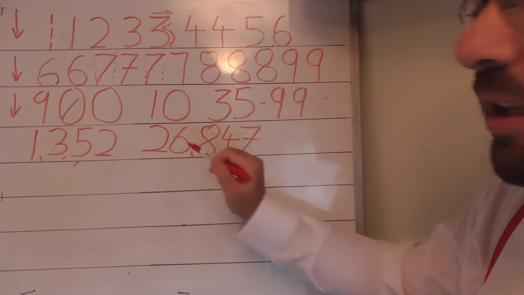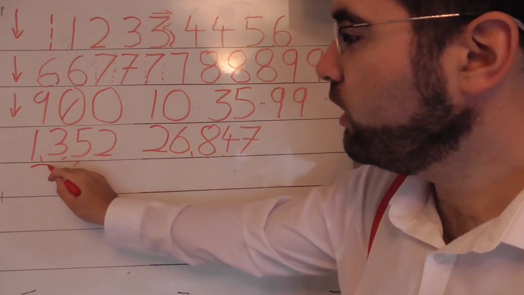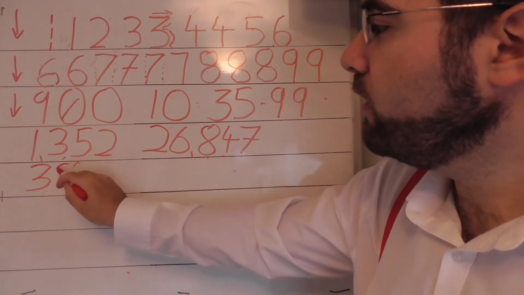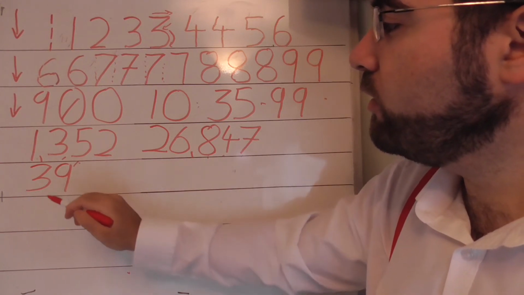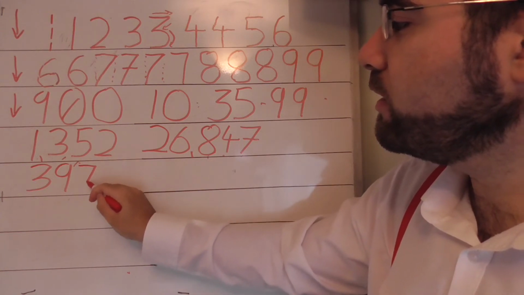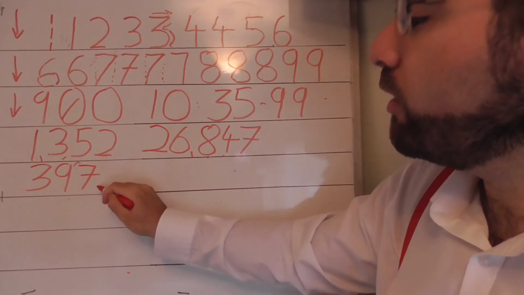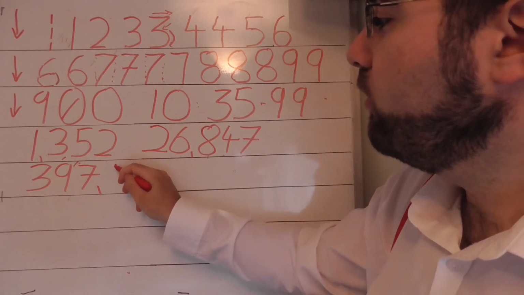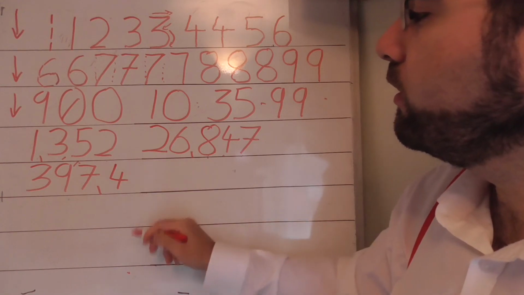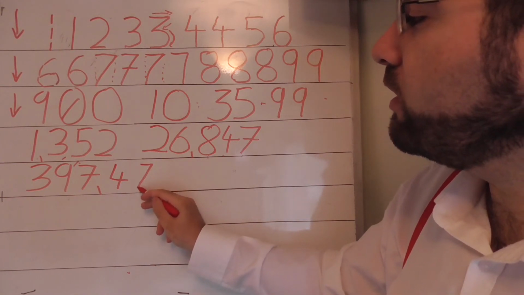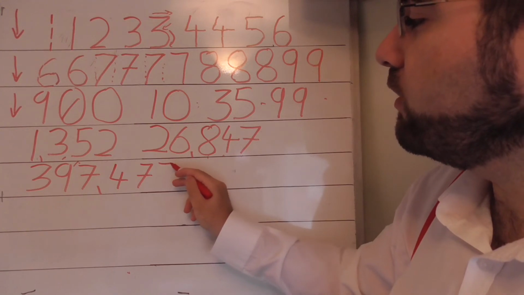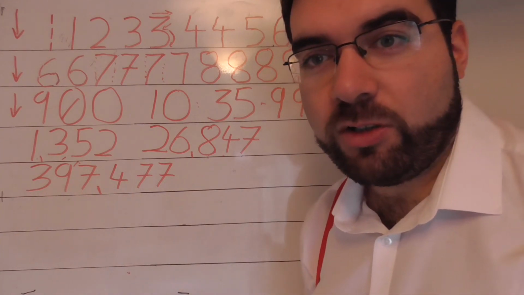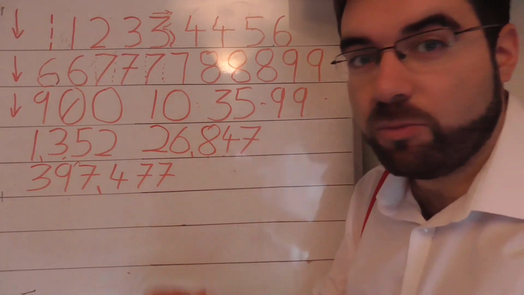But then let's do a bigger number. Let's do 300,000. 300,997,000, comma, because we're doing 3 more numbers. And let's do 477. 1, 2, 3, comma, 1, 2, 3. Very good. And let's do an even bigger number.